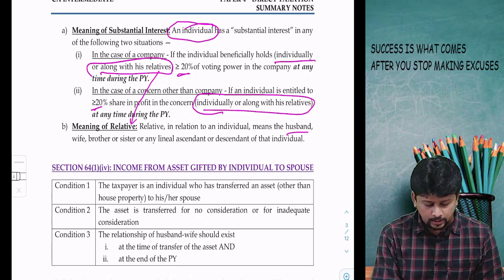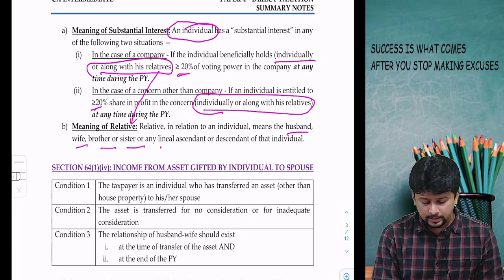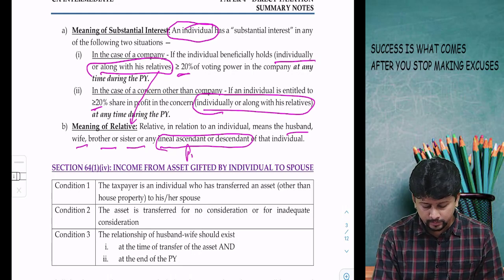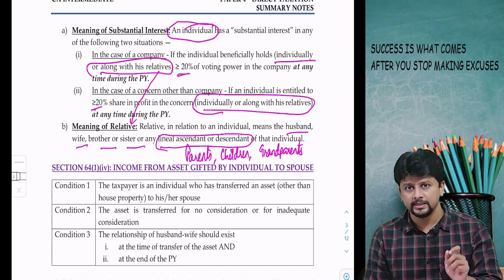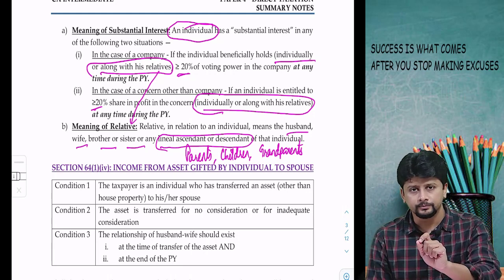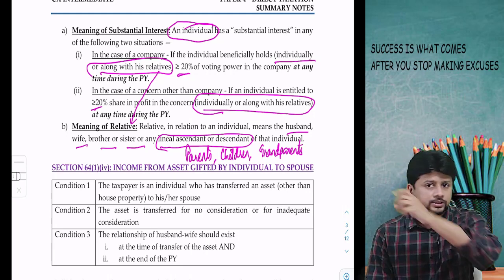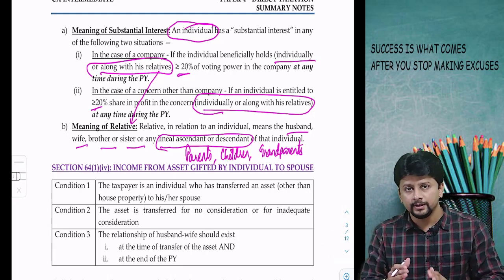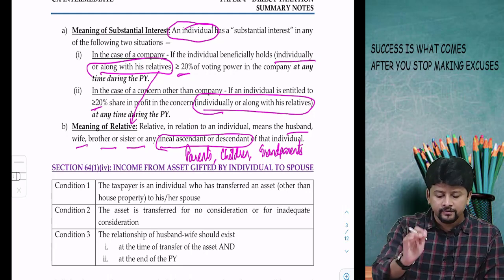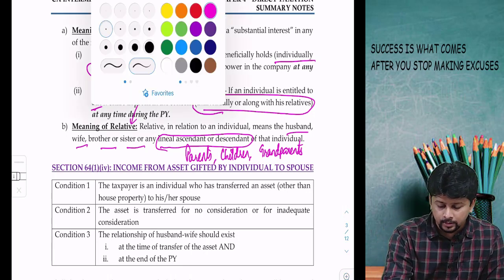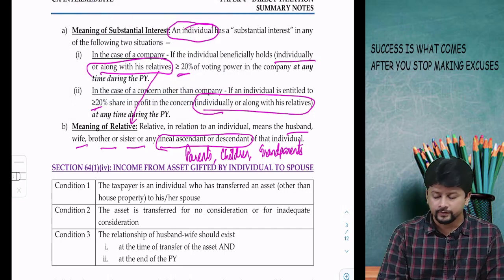Relative means husband, wife, brother, sister, lineal ascendant, lineal descendant, which means parents are covered, children are covered, grandparents will also be covered by this definition, lineal ascendants. Individual all by himself satisfies the criteria of 20% or more. Or alternative 2, individual's share plus the share of his relatives put together is 20% or more. Then it is said that the individual has substantial interest, and if he has substantial interest, clubbing of income, the section will apply if other conditions are satisfied.